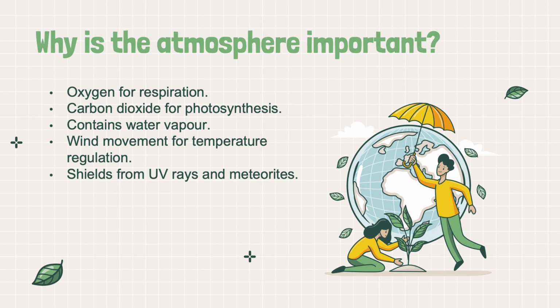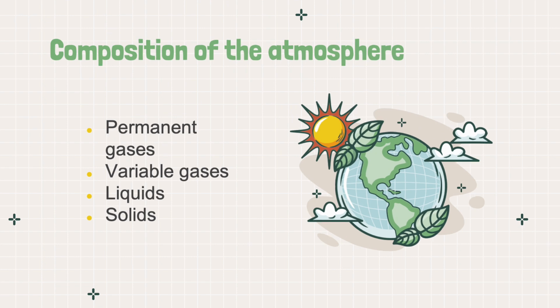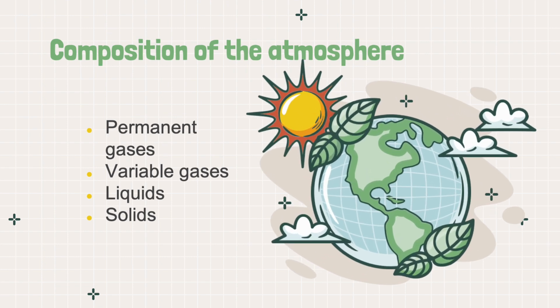One of the most important functions of the atmosphere is that it shields us from harm in the form of absorbing harmful UV rays and burning up meteorites. Permanent gases remain constant in their percentage, such as oxygen and nitrogen. Variable gases change in percentage from time to time, like water vapor and carbon dioxide. Liquids exist in the form of water droplets in the clouds and rain, and solids like condensation nuclei are made up of dust, smoke, or ash.